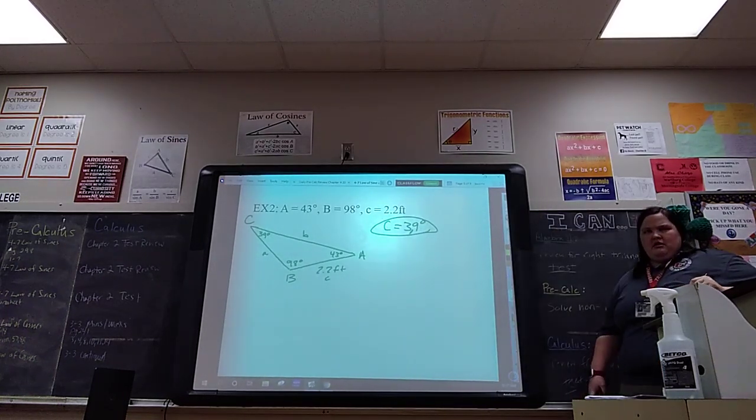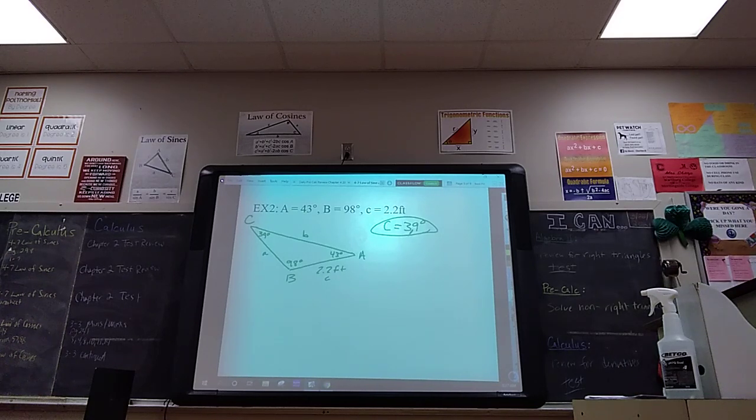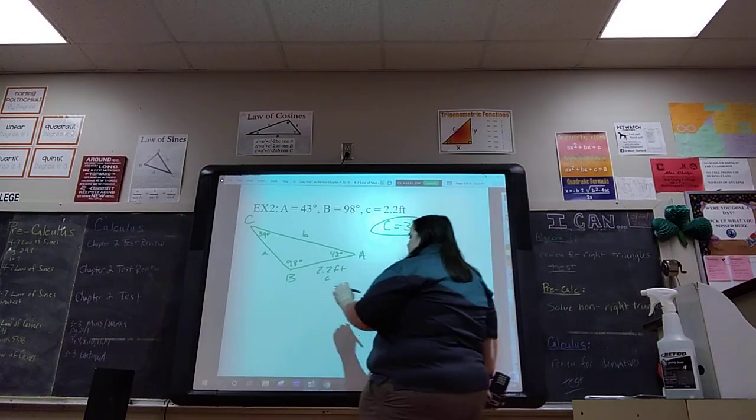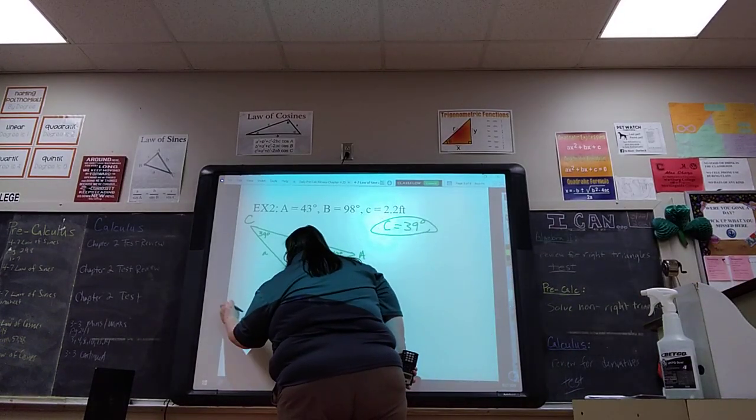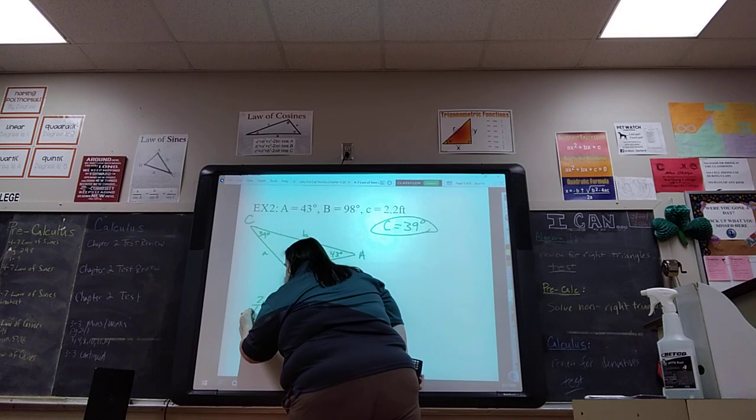Now do we have a pair? Yep, so now we know angle C and side C, so we can use law of sines. As long as you notice that we have a pair with an angle and a side, we can use law of sines. So we're going to set up the one that we know. We know side C, so the side goes on top, and then it's sine of the angle on the bottom.